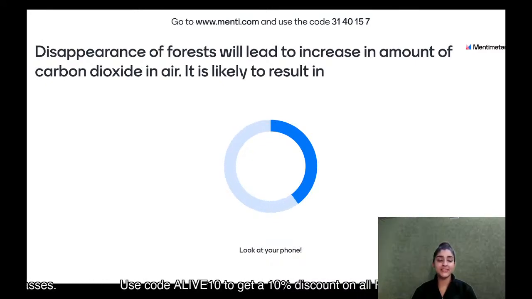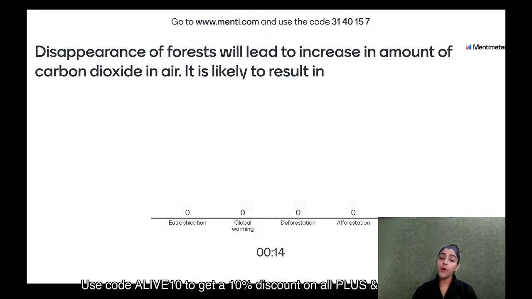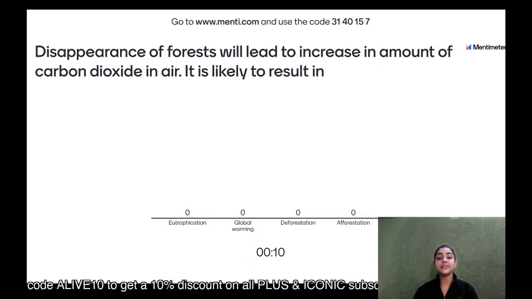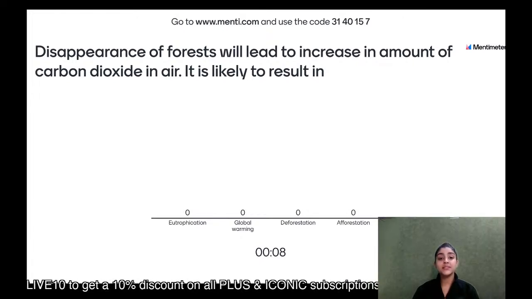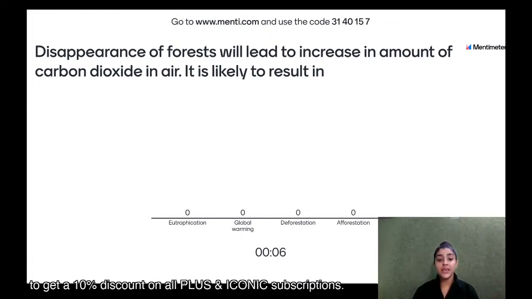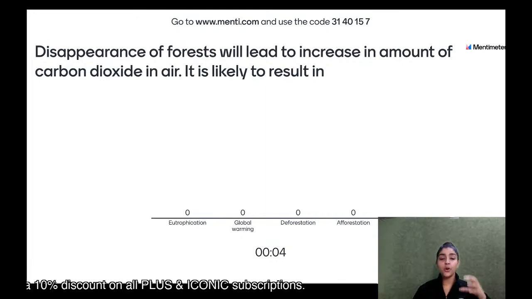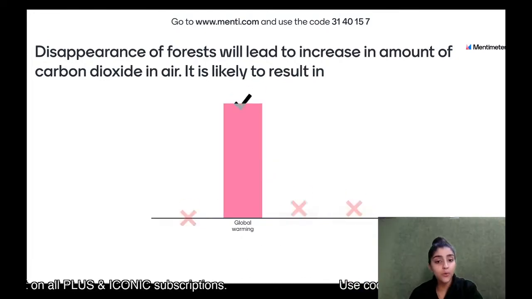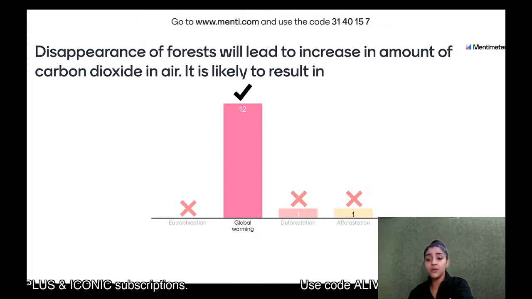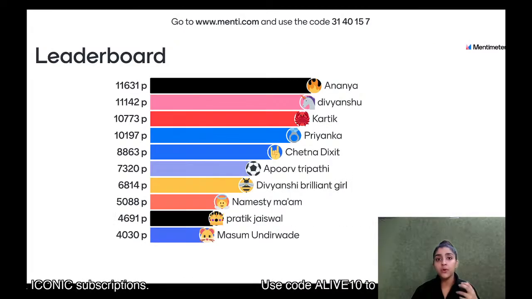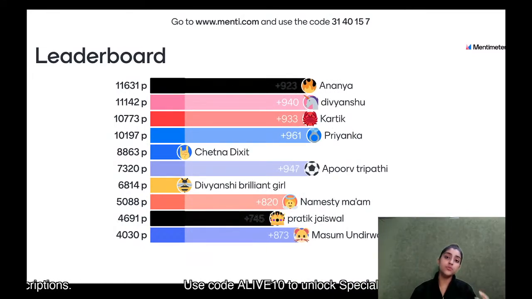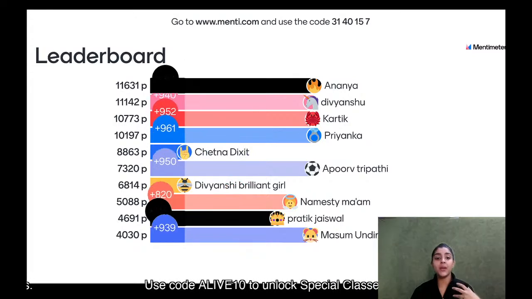Ma'am is always right. Disappearance of forests will lead to an increase in the amount of carbon dioxide in air. It is likely to result in... when the carbon dioxide increases, what will be the result? Yes, very good guys. Global warming. Global warming would be a result whenever the CO2 would be increasing in the environment. Right?